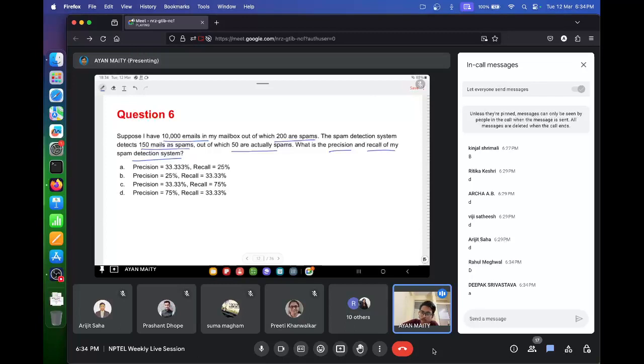Rahul Meghwal says option D, and Deepak Srivastav says option A.